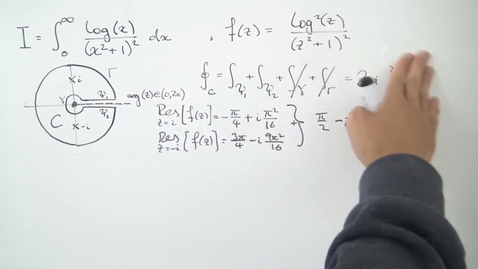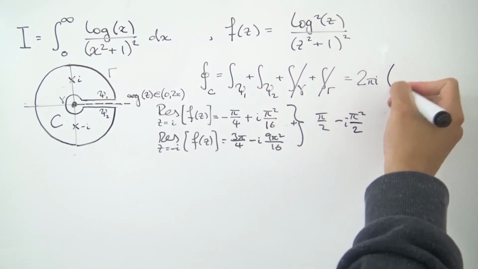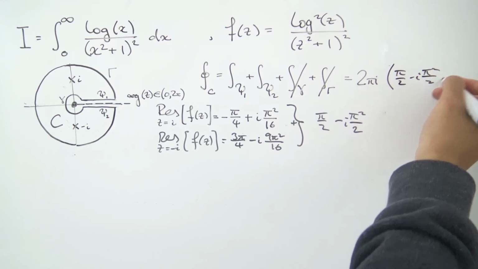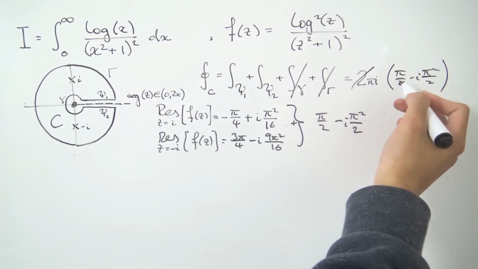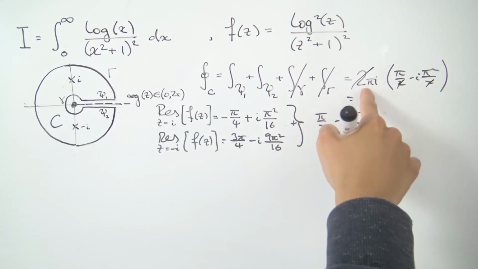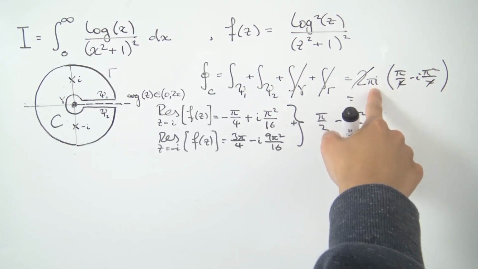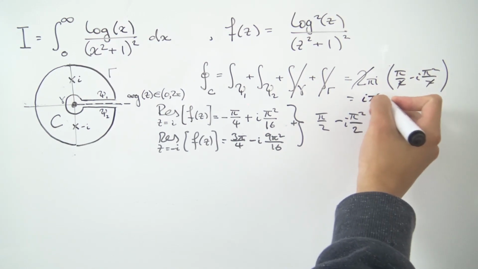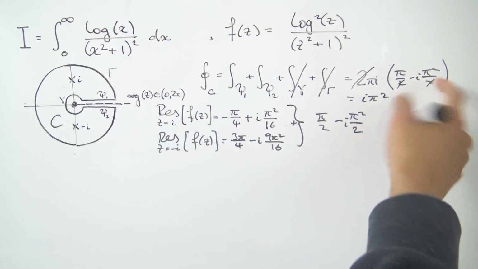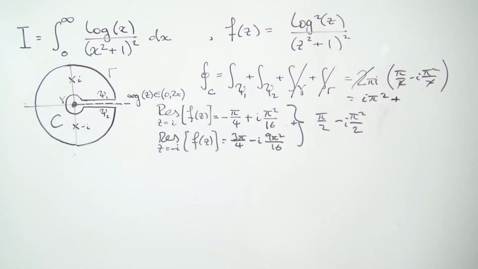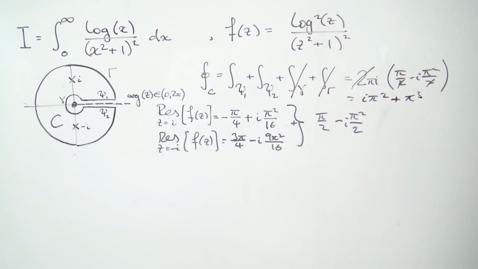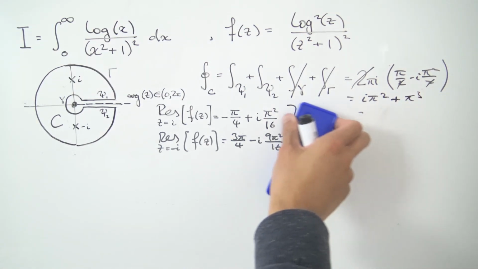So this over here, let's get rid of that. That's just going to evaluate to pi over 2 minus i pi squared over 2. And if you want, you can cancel the 2's here as well, and we can distribute pi times i into everything, so that's going to be i times pi squared. Then we have i times i is negative, so that's going to be positive pi cubed, I think. Yes, that should be right. Alright, so that's all the residues out of the way.